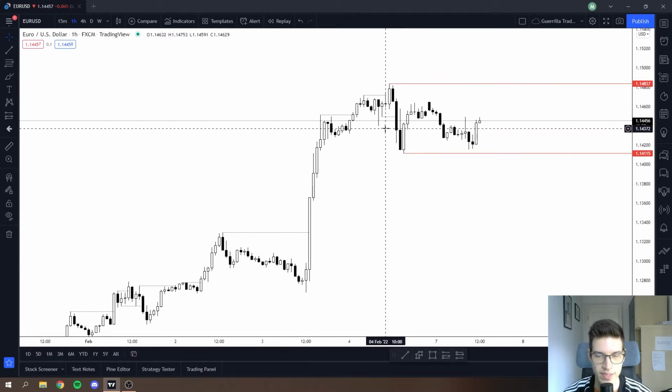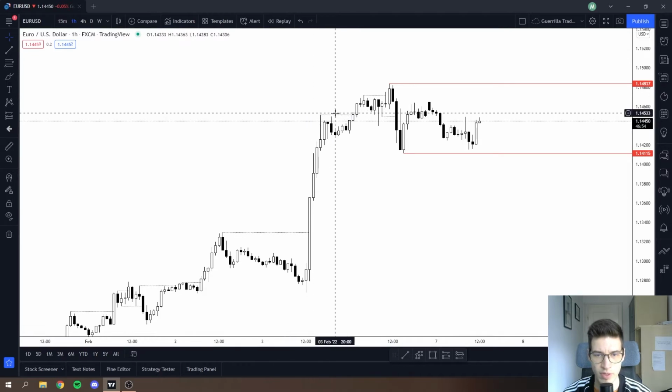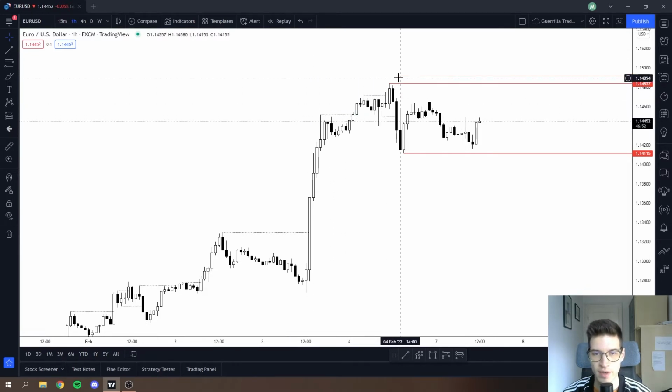Let's get started with looking at the euro and the US dollar. What we had in the prior price action, we had this large impulse, then we started to ascend, so we broke the high, retraced, broke the high, retraced, and broke the high, retraced.